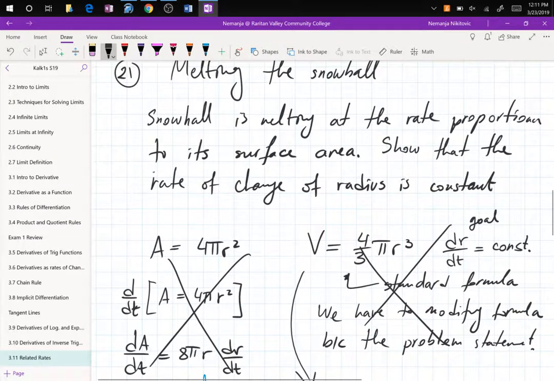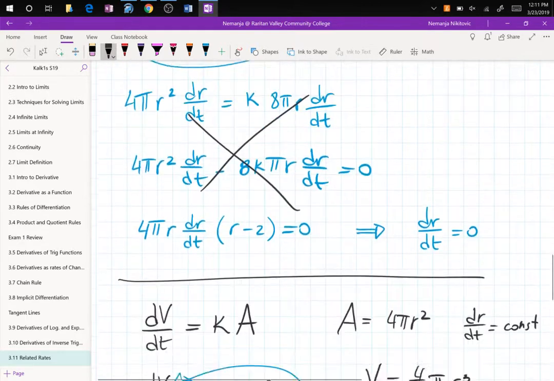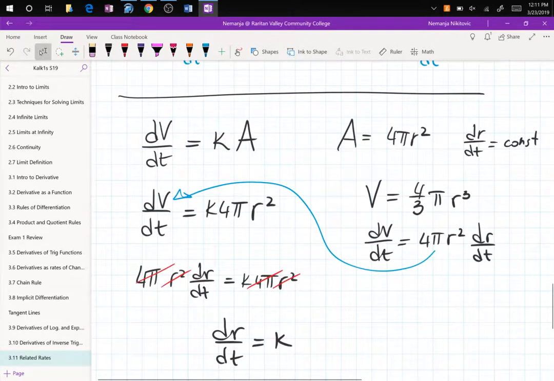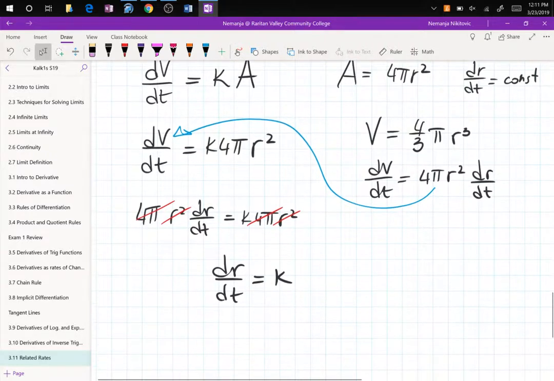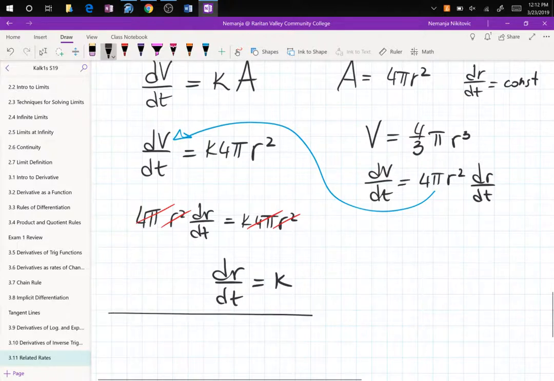And as frustrated as I was, because it's a simple problem, it's just I started it wrong, and I know what I want to get, but I'm not getting there, right? So here is my change in radius in time is constant, and that's what they wanted us to show.